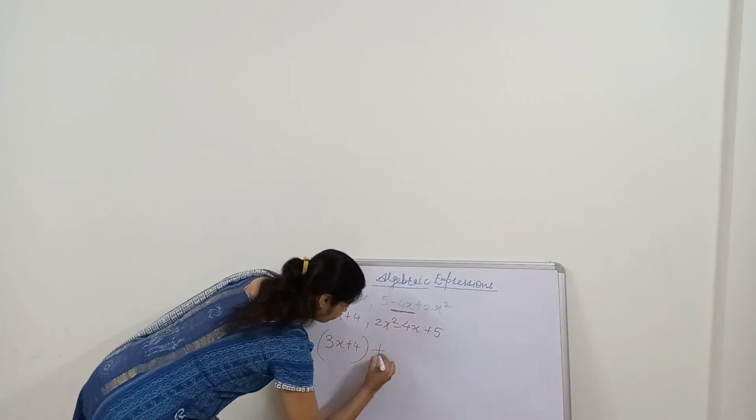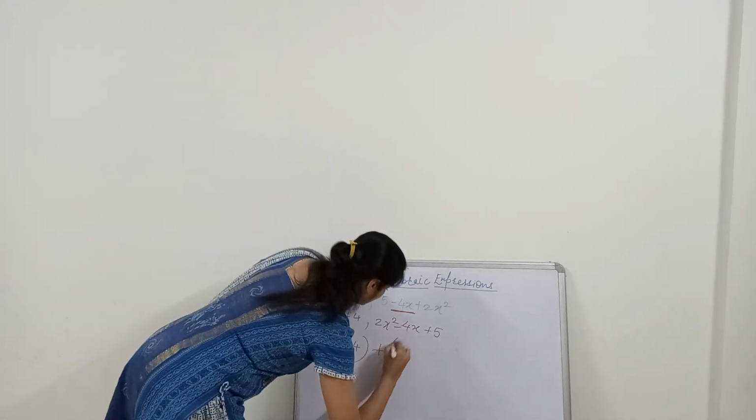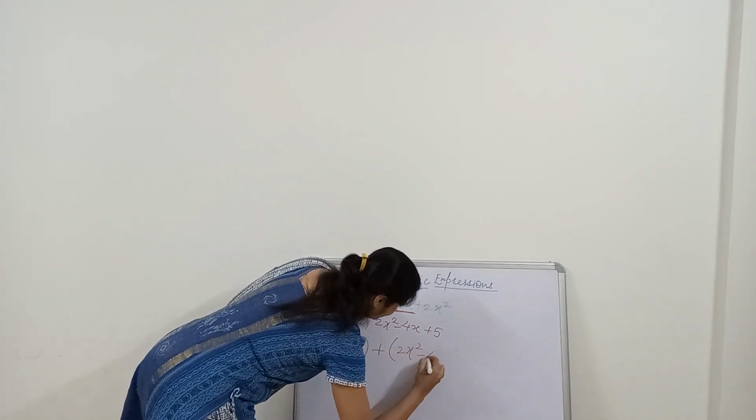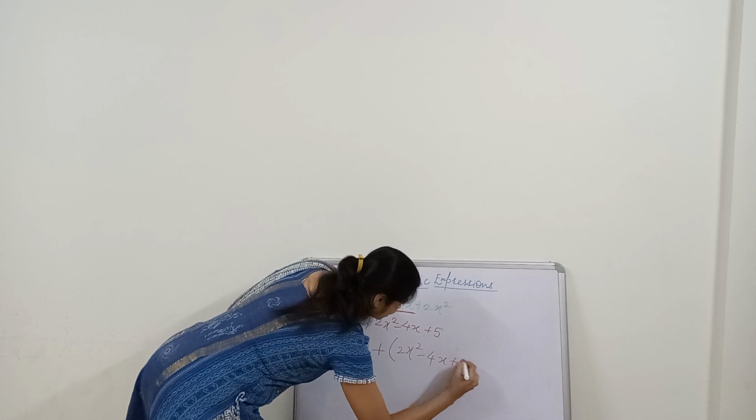Now you have to add. So the main operation is addition. Then it comes to 2x square minus 4x plus 5.